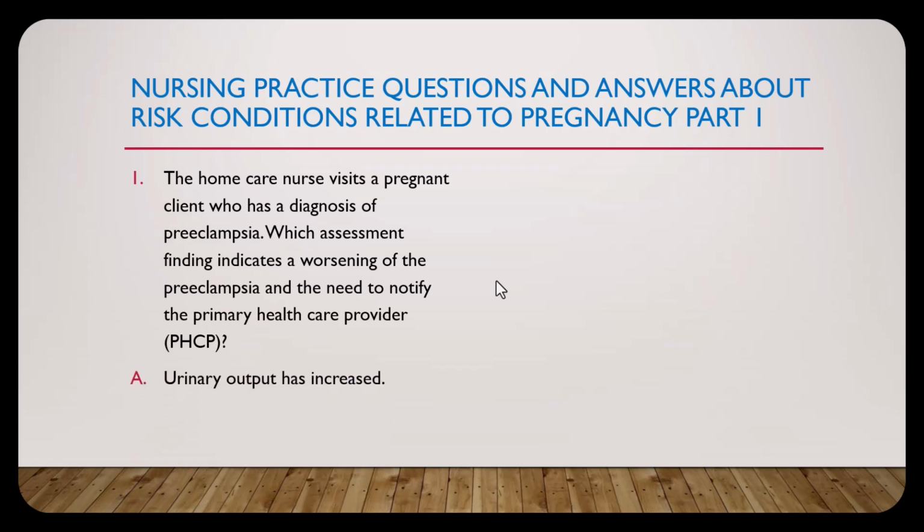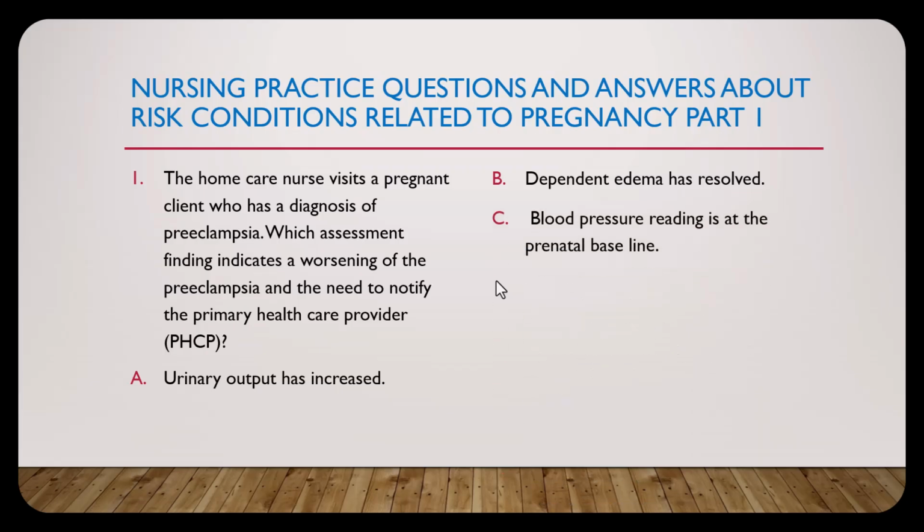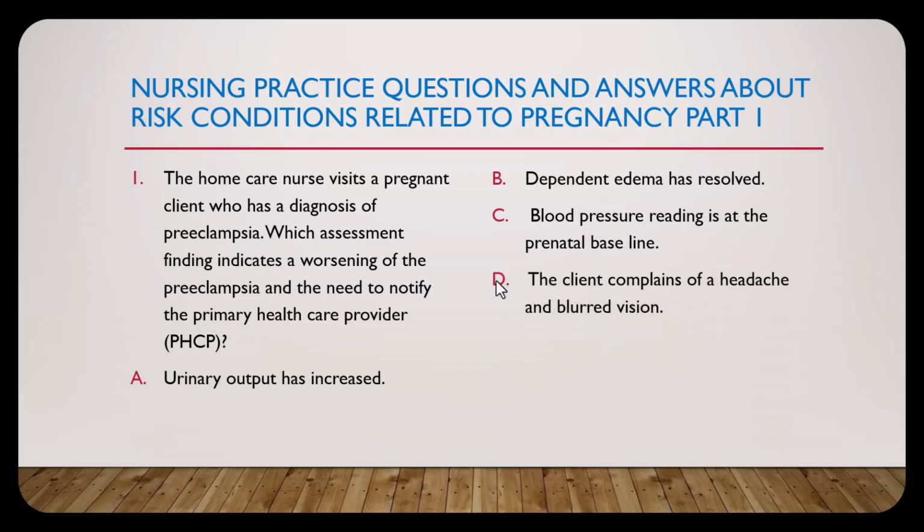Option A, urinary output has increased. Option B, dependent edema has resolved. Option C, blood pressure reading is at the prenatal baseline. Option D, the client complains of a headache and blurred vision.